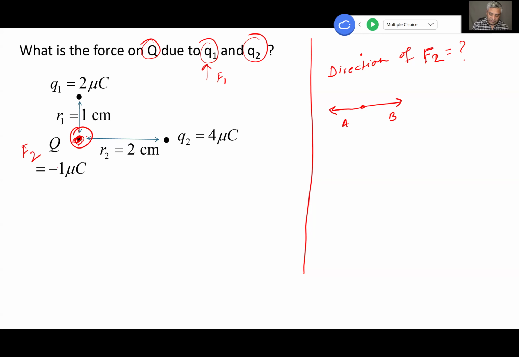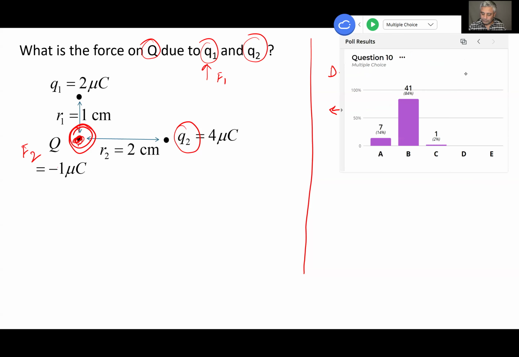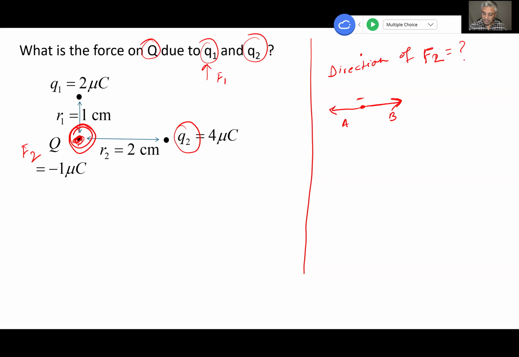So now this is negative, Q is negative, and Q2 is positive. So that means attractive force. Q2 is attracting. This being positive, here it's being negative, it's getting pulled. So that means it's a B. This one got a lot better. Okay, we are improving, right?